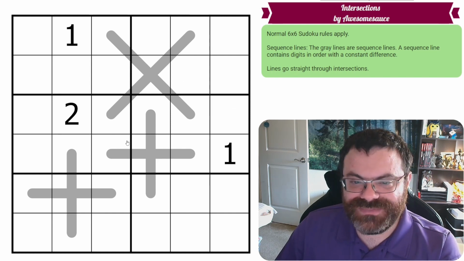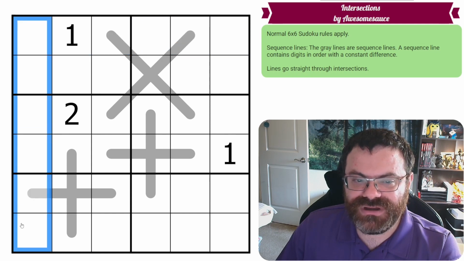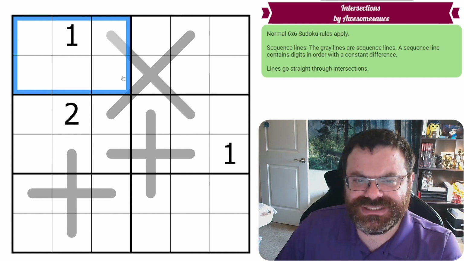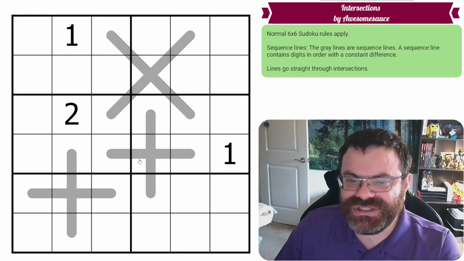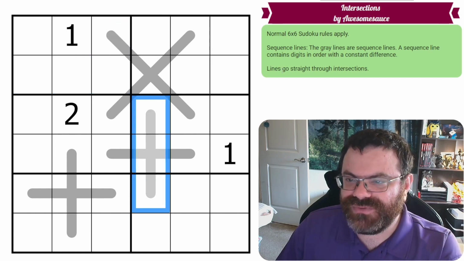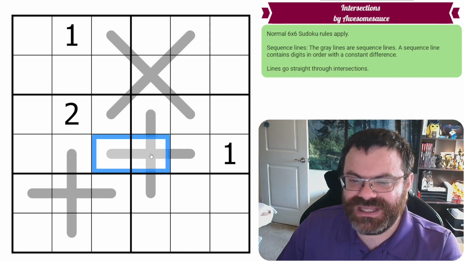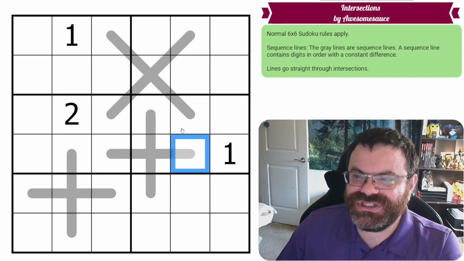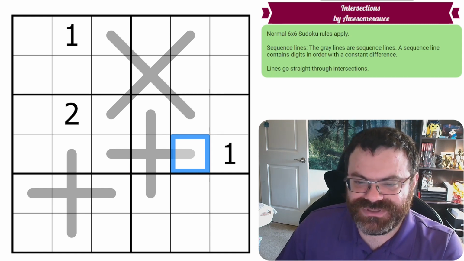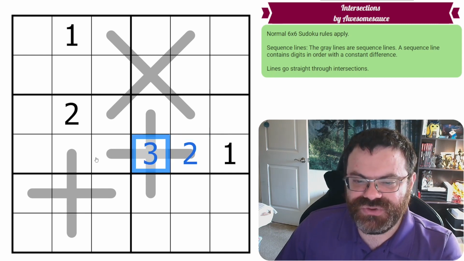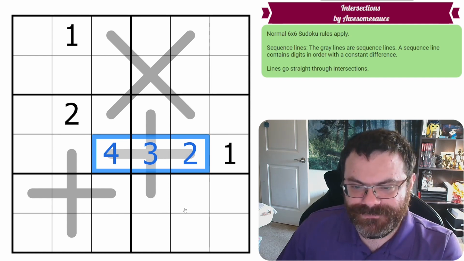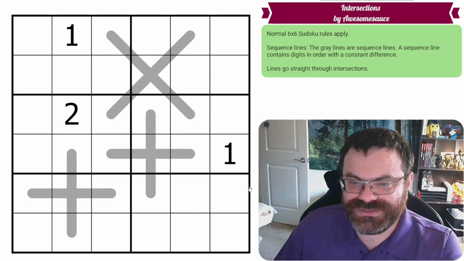So we have normal 6x6 Sudoku rules. In every row, every column, and every 2x3 box, we are putting the digits 1 through 6 exactly once each. Additionally, these lines, they do go straight through, by the way. They go through intersections. So this is one line, this is one line. On these lines, we're going to have a sequence of digits in order with a constant difference. So for example, this could be 2, 3, 4. That's in order with a constant difference. That would be fine. All right, so those are the rules.